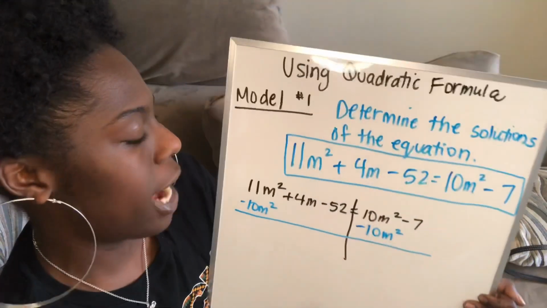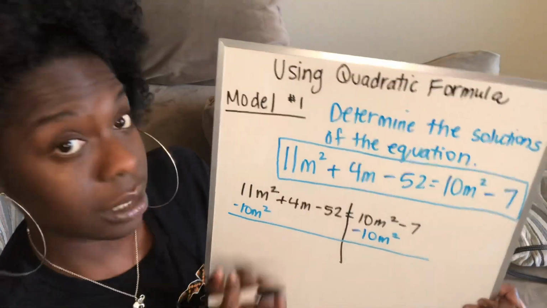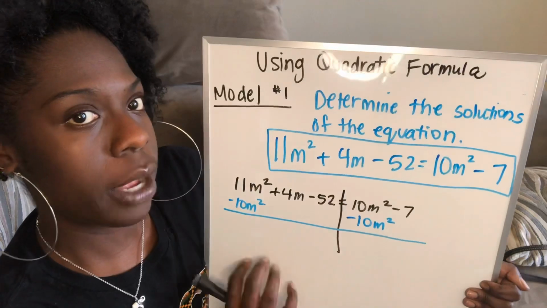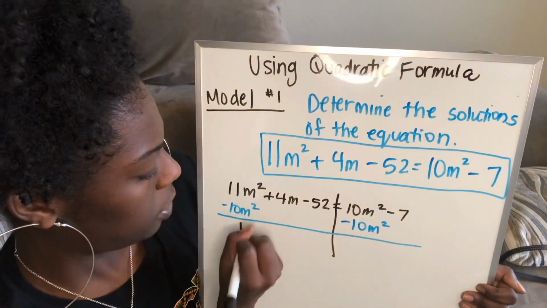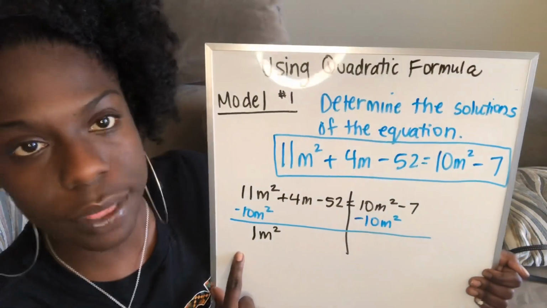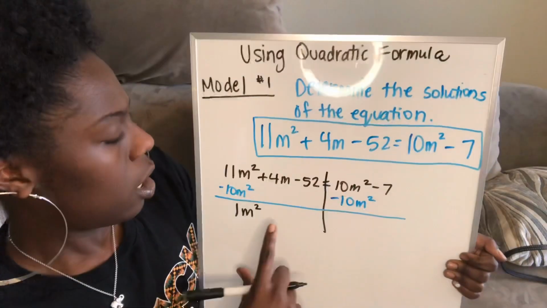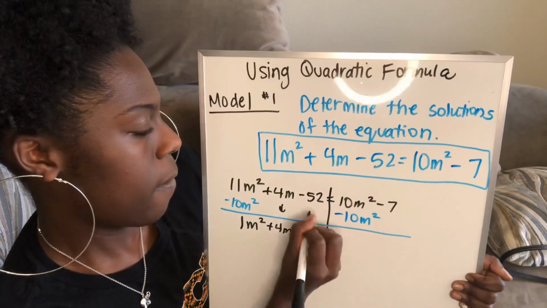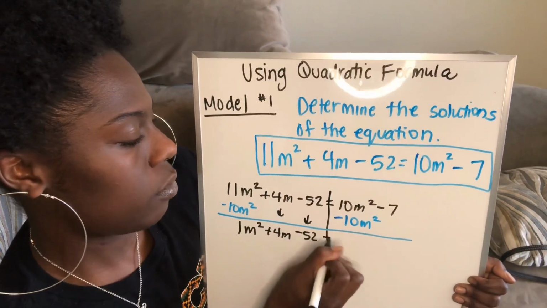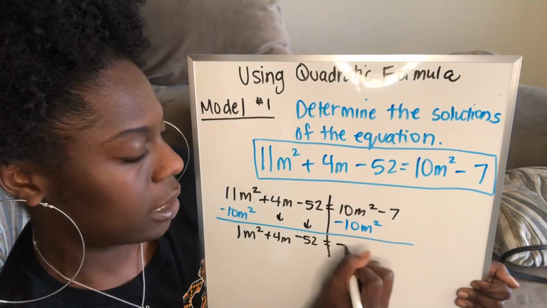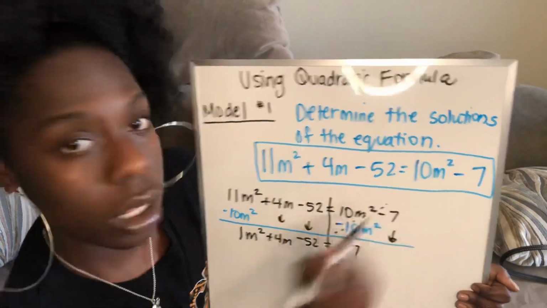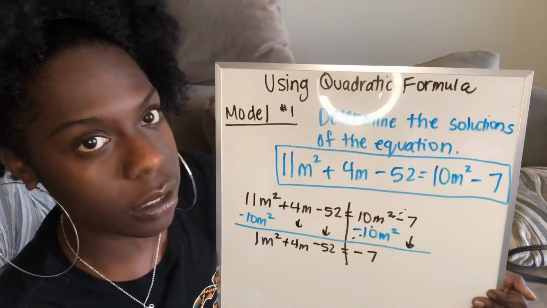So we are subtracting 10m squared from 11m squared, and that equals, should we type in your calculator, 1m squared. You do not have to write the 1 if you know that it's implied. Then we're going to bring down our other terms, plus 4m minus 52. And what's left on the other side is negative 7. We brought negative 7 down, and we canceled out those terms because they are the opposite of one another.